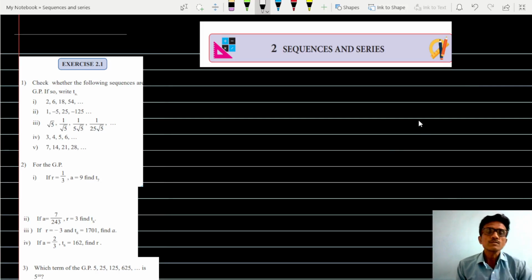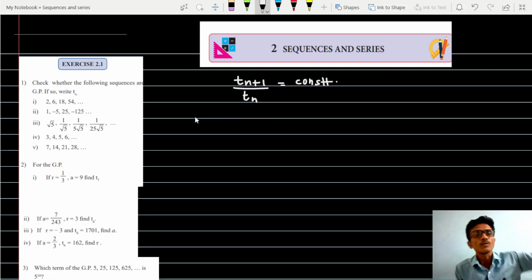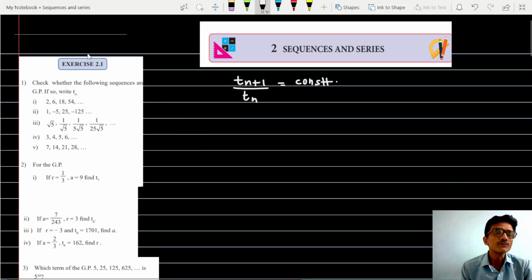Hello dear students, in this video we are going to do sequences and series, chapter number 2 of Maths 2. Here exercise 2.1, see geometric sequence. See GP means what? If Tn plus 1 upon Tn is constant for all n, then the sequence is in what? GP, geometric progression.